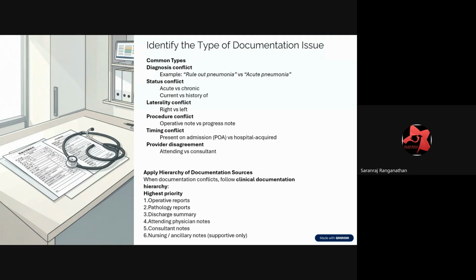Very importantly, I need to give the first preference to the operative note. As I told, the progress note is not much important here; the operative note is very important. Then the pathology report, discharge summary, attending physician note, consultation note, nursing and ancillary notes. It is not like everything should be there; the hierarchy should be like this. Initially the operative note, then the pathology note.